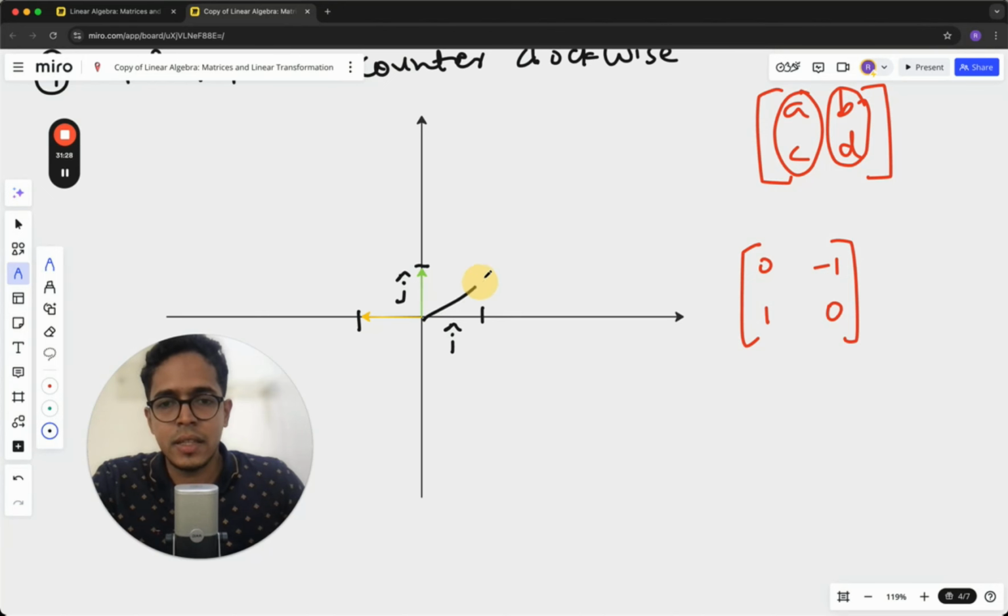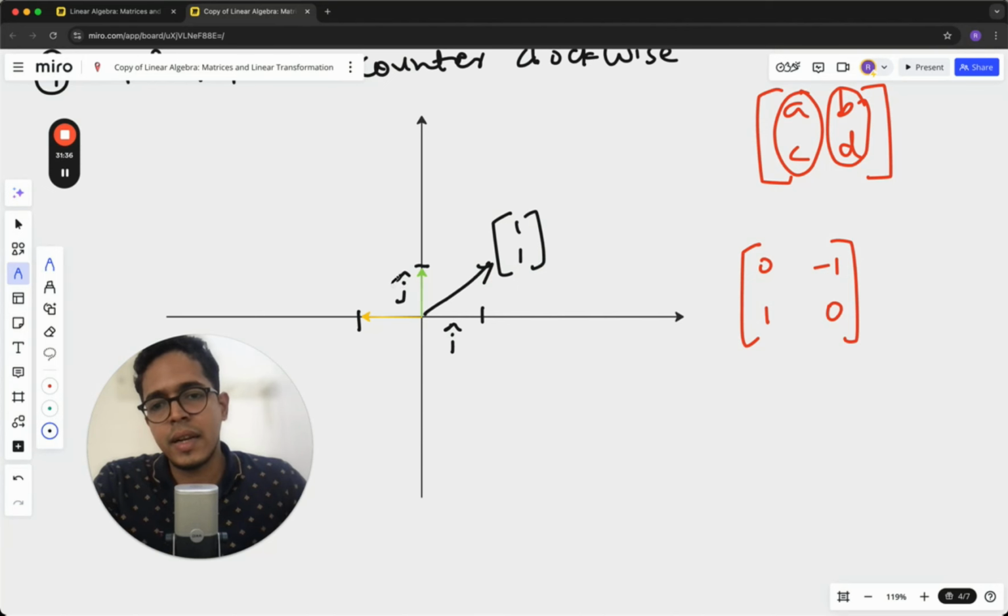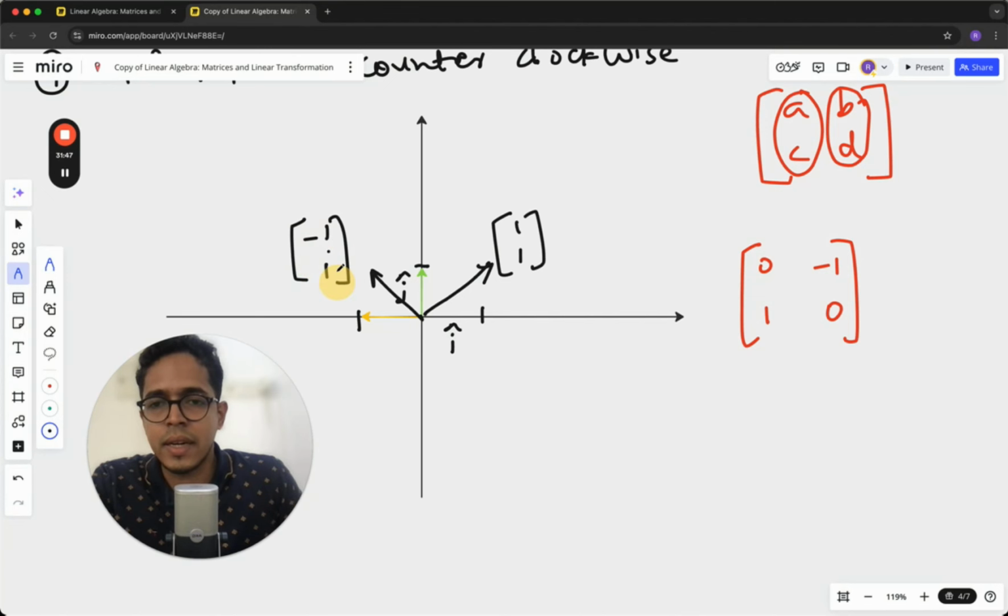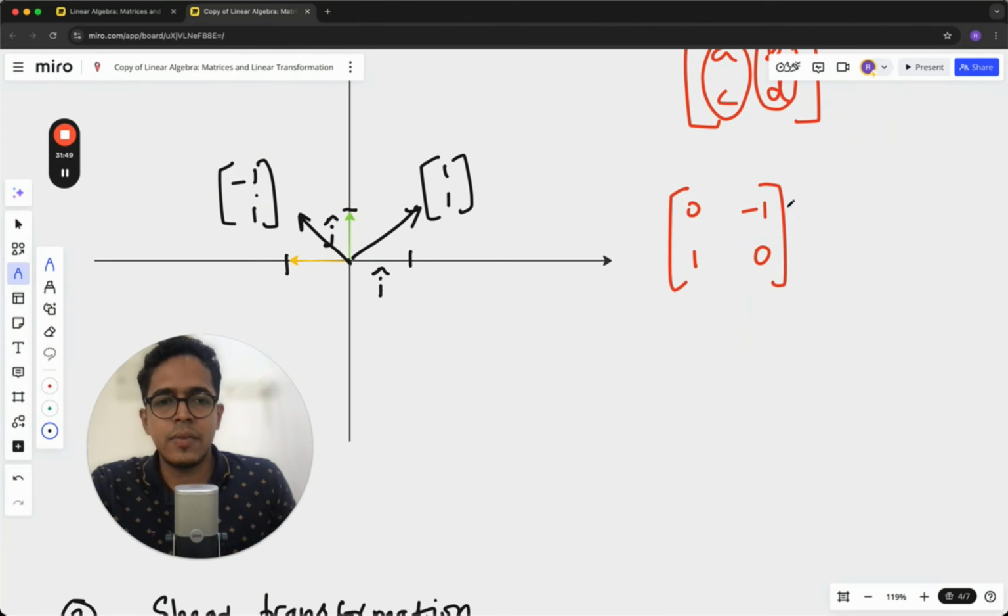So let's take this vector V. This vector V is nothing but 1, 1, right? So that is what this vector is defined as. And we know that when a 90-degree rotation is performed, this vector should be like this. The x coordinate is -1, y is 1. So this is what the vector should get transformed to. Now let's see if this matrix multiplication performed on this vector will indeed result in this.